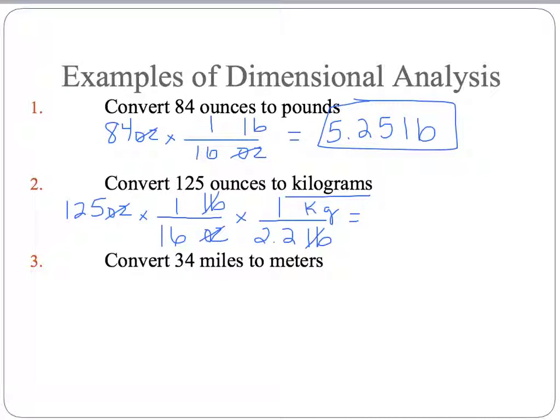So now I just have to deal with the math. The only thing I've got on top is 125. I'm going to divide that by 16 times 2.2, which is 35.2. And now I need to divide those two numbers. So 125 divided by 35.2 gives me, I'm going to round it, 3.6, and I have converted this to kilograms.